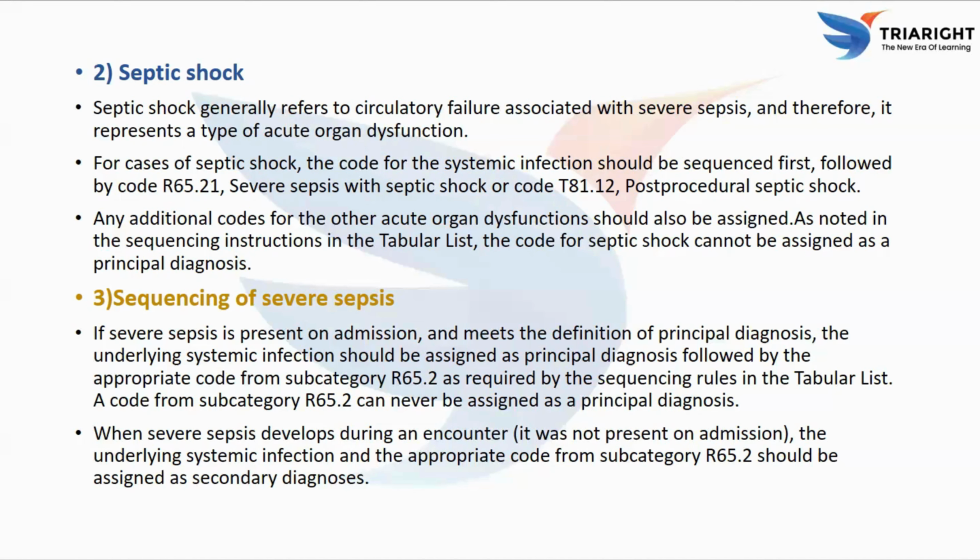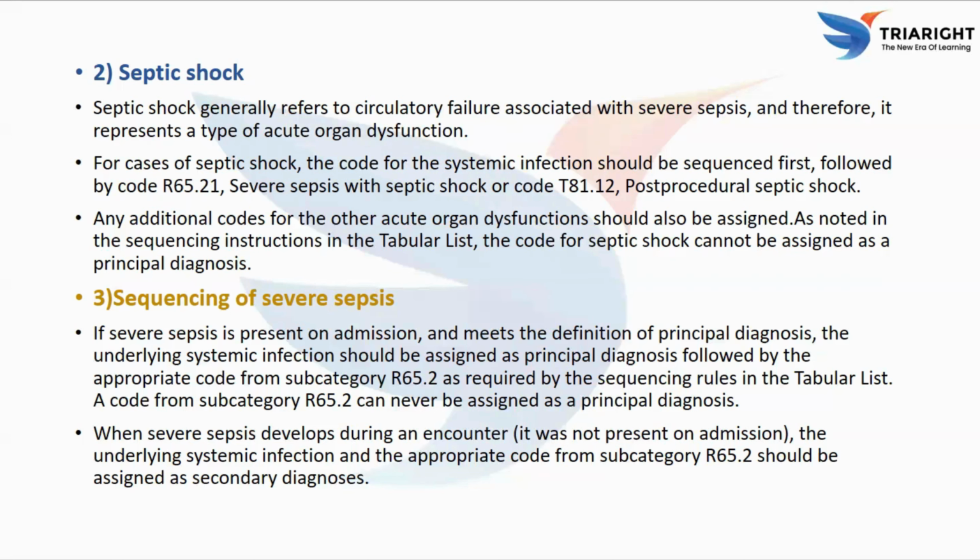So what is the sequencing of severe sepsis? So case 1, severe sepsis is present on admission. So how do you code? So the underlying systemic infection is coded first, which is the principal diagnosis. So then you have to assign R65.2, which is for severe sepsis, plus any organ dysfunction codes. So the code R65.2 can never be a principal diagnosis.